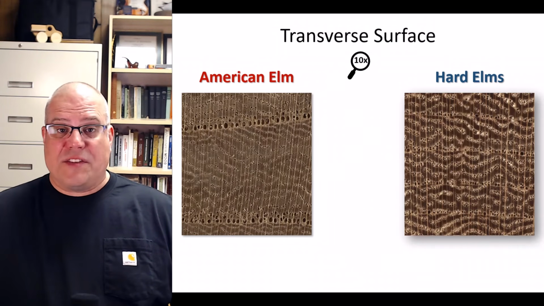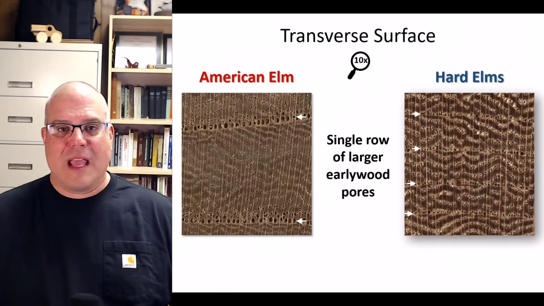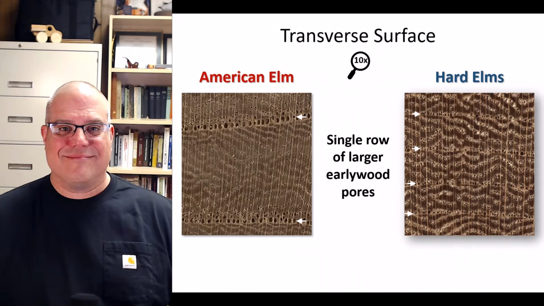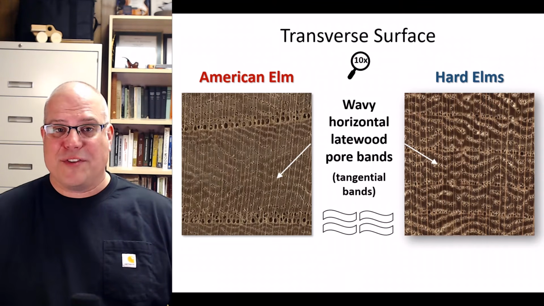Finally, let's look at some transverse features. Both elm groups are ring porous, and both American elm and hard elms have a single row of larger pores in the early wood. The single row of early wood pores is a very important diagnostic feature because it separates these 2 elm groups and the rest of the soft elms, which we'll cover in the next video. The third common feature is wavy, horizontal, or tangential late wood pore bands. Remember, this is the feature that separates elms from most other species.